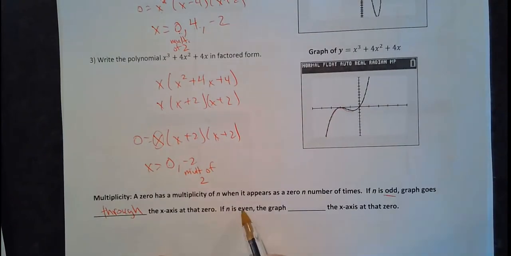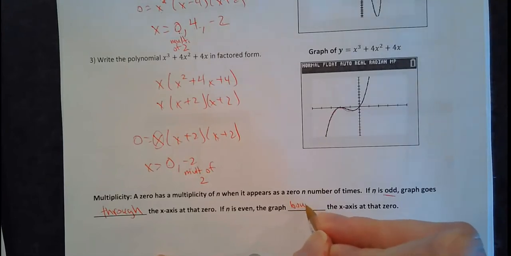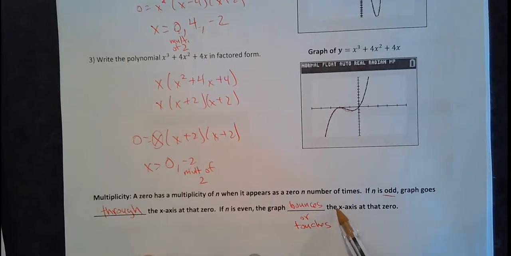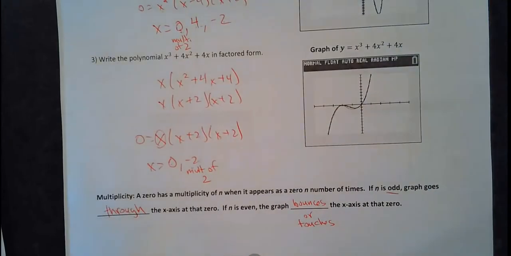If n is even, so if it's a solution an even number of times, the graph bounces or touches and turns at the x-axis. So it touches, it bounces against the x-axis and goes back the other direction at 0. So that's important to remember when we're graphing.